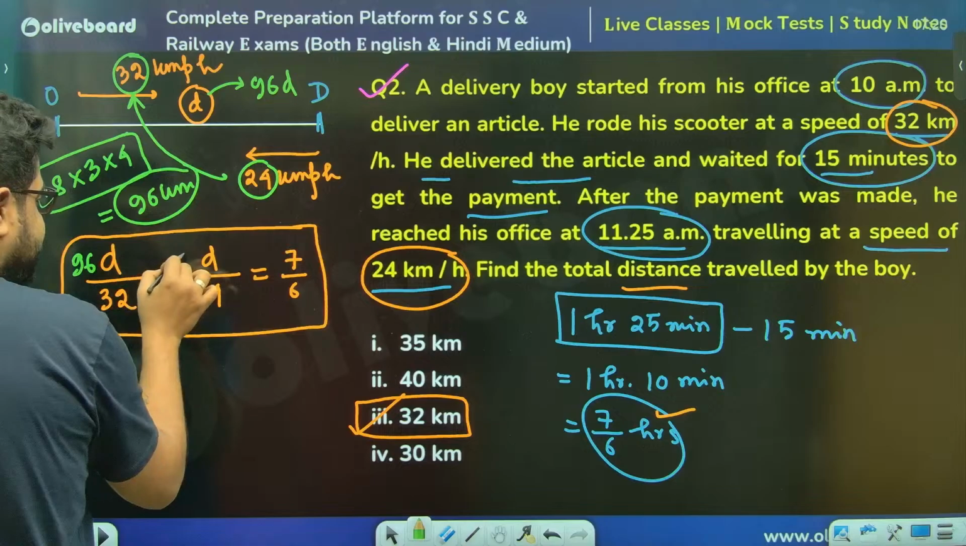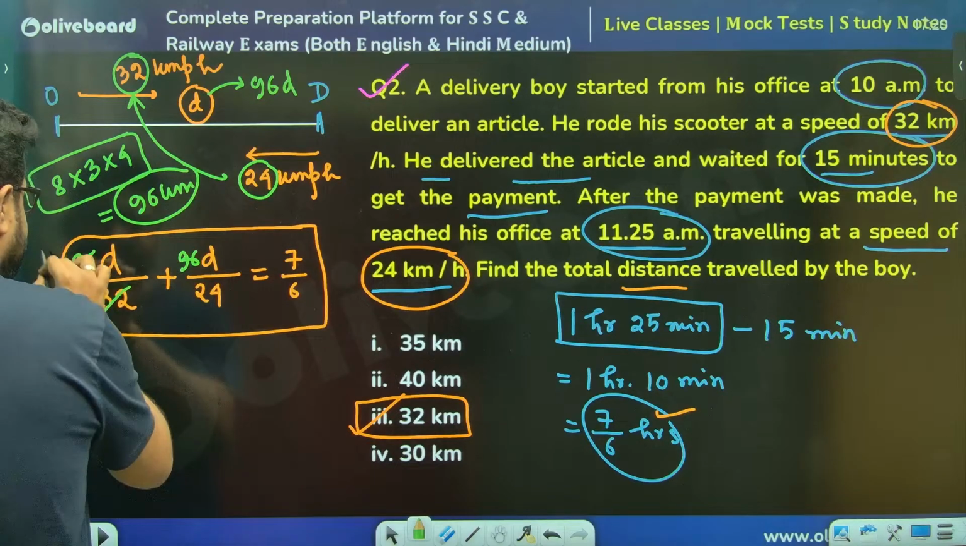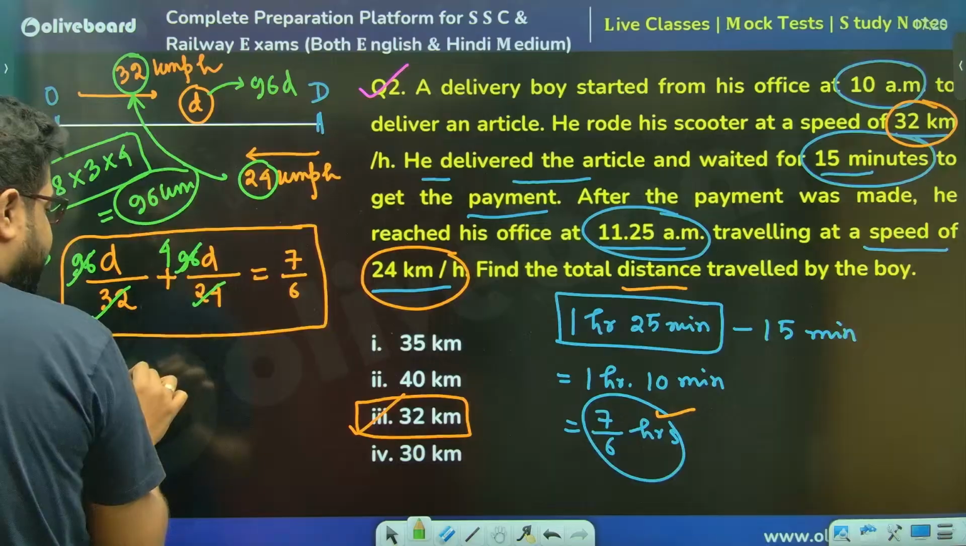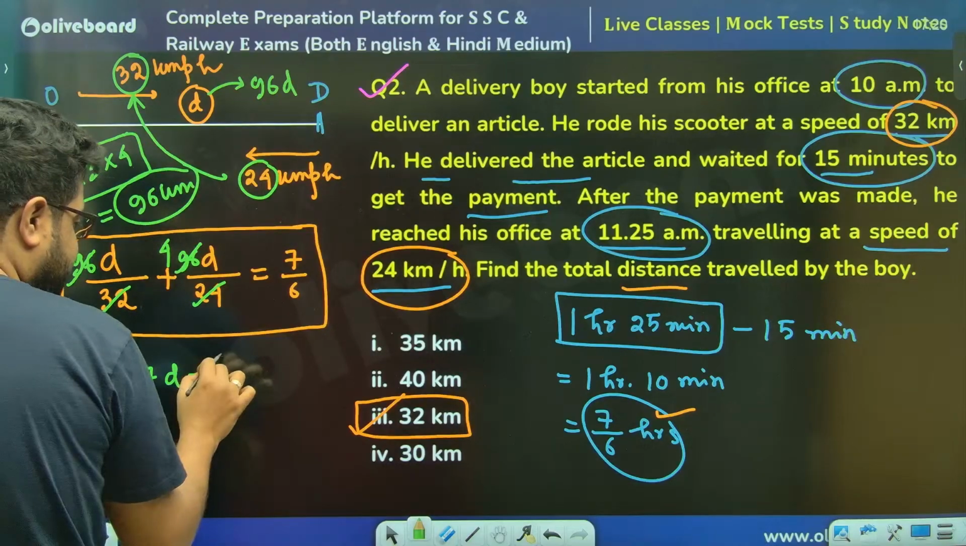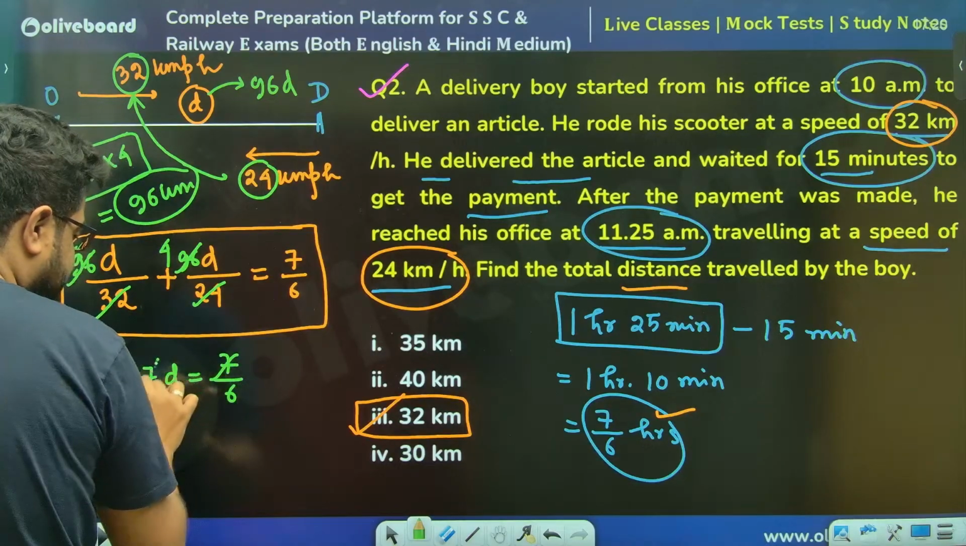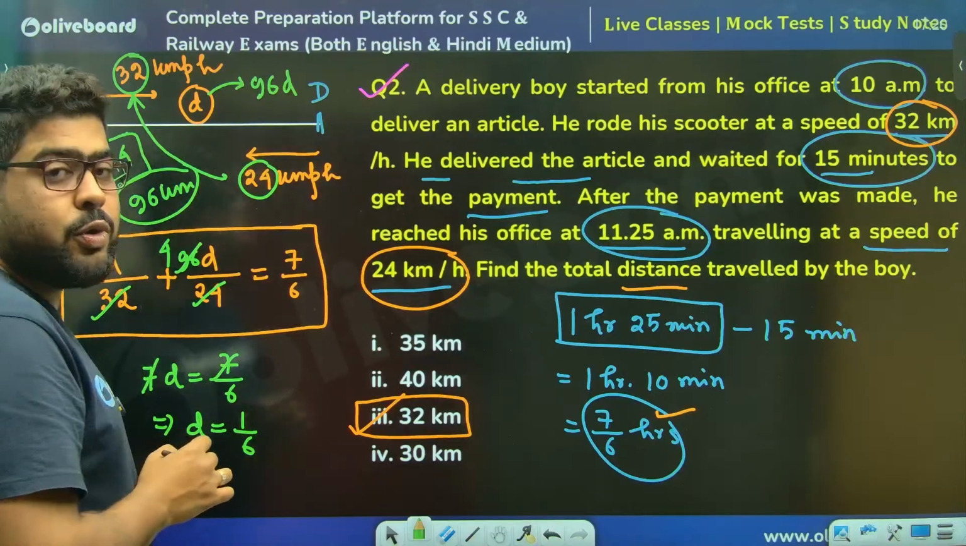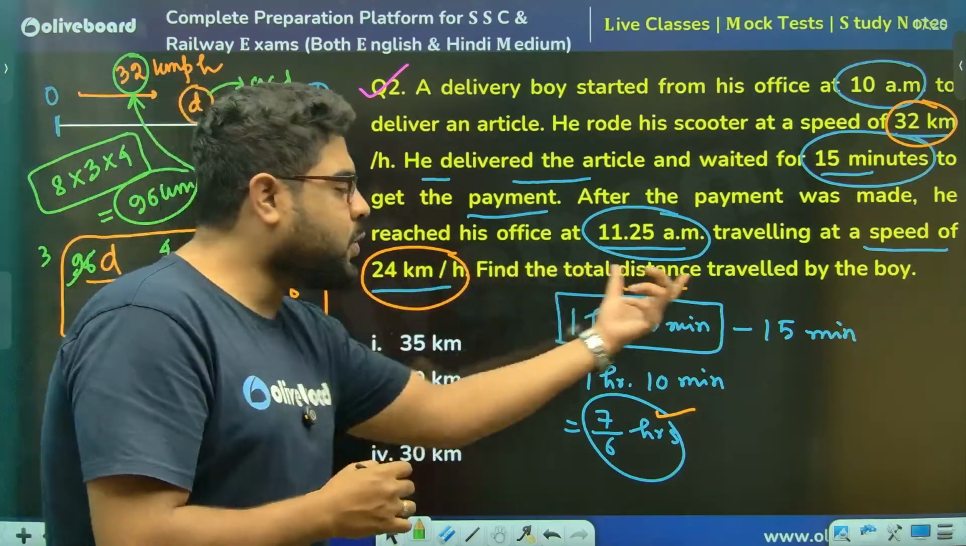So 96, 96. This is 3 times, this is 4 times. So 3D plus 4D, 7D is equal to 7 by 6. 7 cancels. D is 1 by 6. You will say, how did this come? No, we need the total distance.